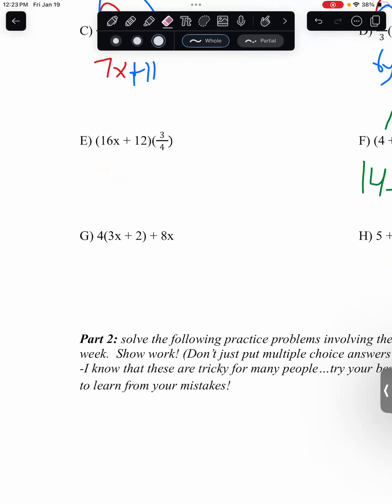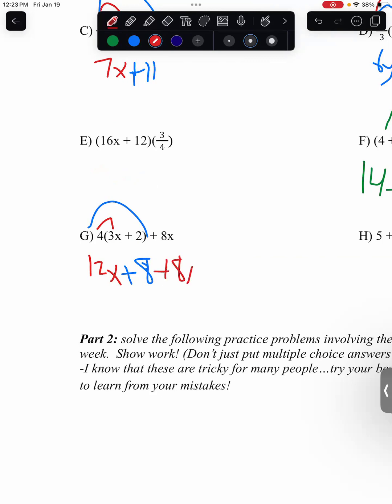The additional step on this one, this is actually probably an easier problem. It's just you got an additional step. So 4 times 3x is 12x. 4 times 2 is 8. Then I'm just going to write the rest of the problem here. So that's 8x. Circle the ones you can combine as like terms. 12 plus 8 is 20x.